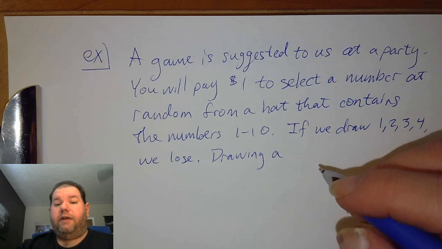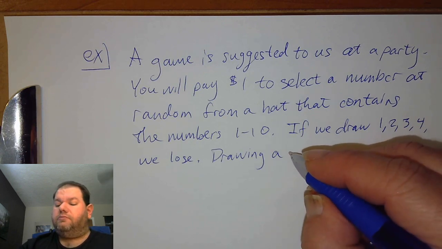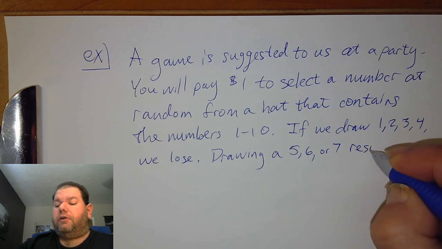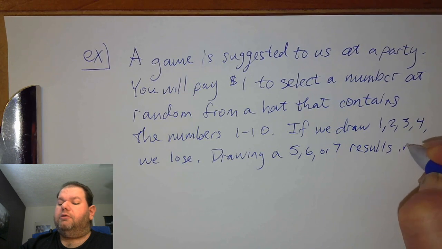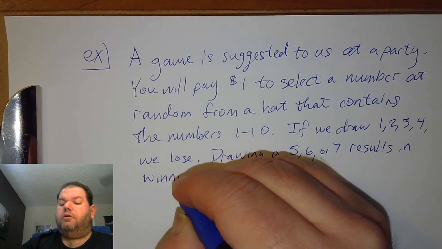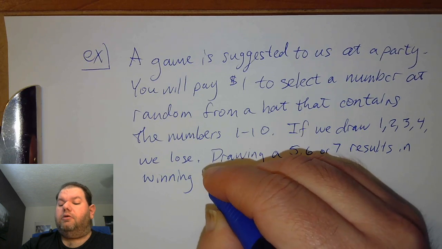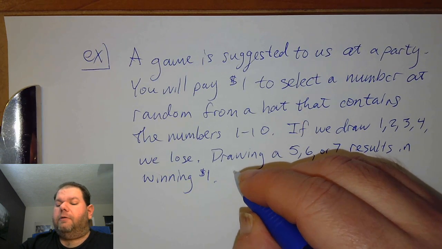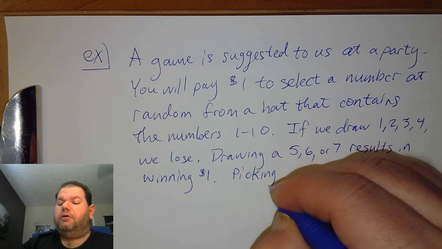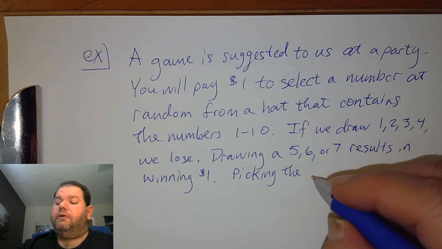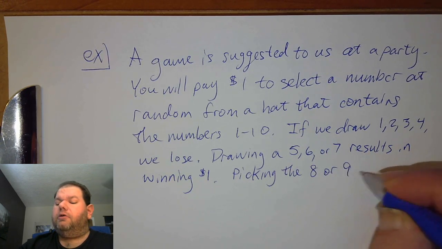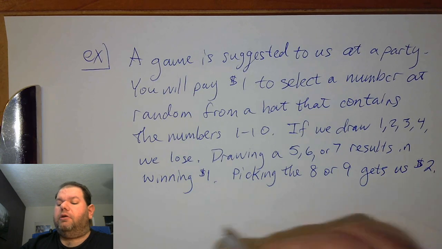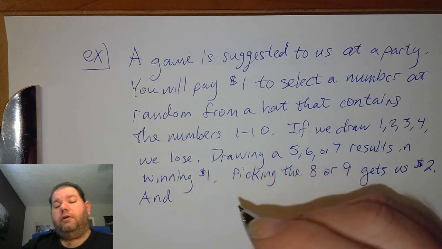Drawing a 5, 6, or 7, results in winning a dollar. Picking the 8 or 9 gets us $2. And selecting the 10 wins us $3.